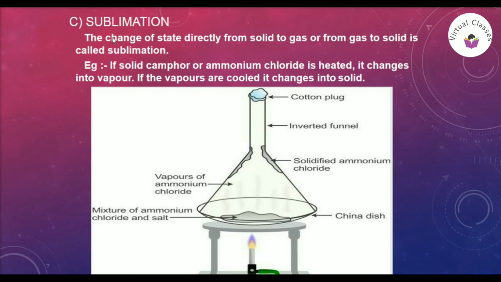Next process is sublimation. The change of state directly from solid to gas or from gas to solid is called sublimation. Example: if solid camphor or ammonium chloride is heated, it changes into vapor. If the vapors are cooled, it changes into solid. The same has been explained with the help of ammonium chloride. If we provide heat to ammonium chloride taken in the china dish, it would get converted into vapor without going into liquid form. And when those vapors cool down, they will get deposited as solids on the inverted walls of the funnel.